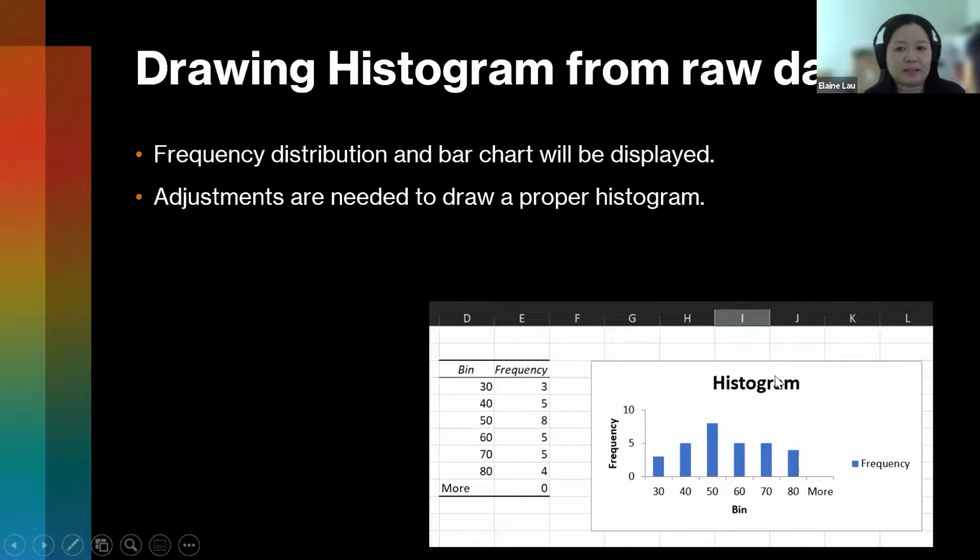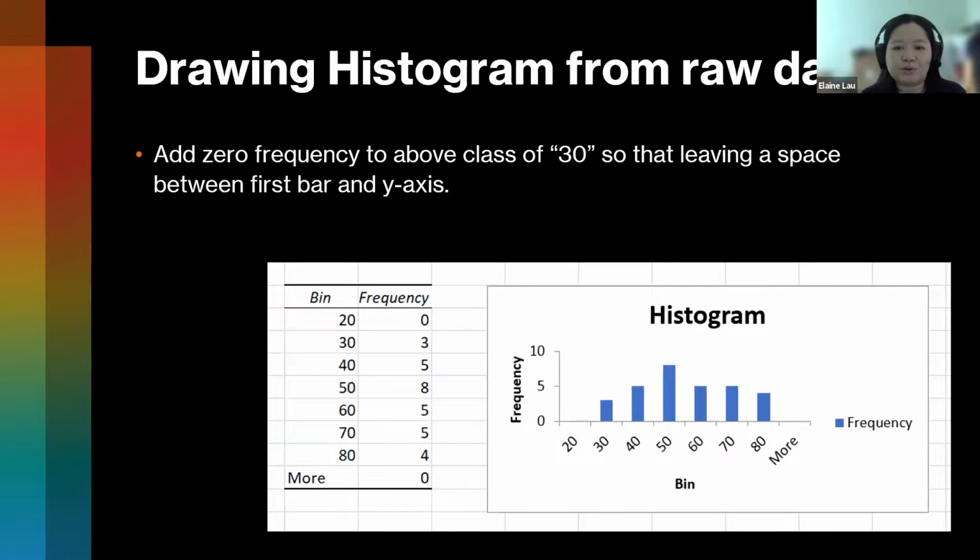Adjustments are needed to draw a proper histogram. Just now I mentioned that for a histogram there is no gap between the bars, right? So we are now going to close the gap. To close the gap, we add zero frequency to the class above the first class of 30. I have made it ready-made for you.